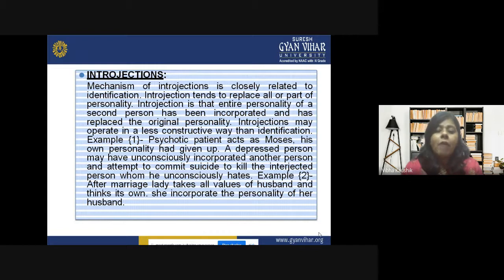Example 2. After marriage, a lady takes all the values of her husband and thinks of them as her own. She incorporates the personality of her husband. Now, after marriage, what happens? A lady takes all the values of a husband, and she is incorporating them and replacing the original personality of her own.